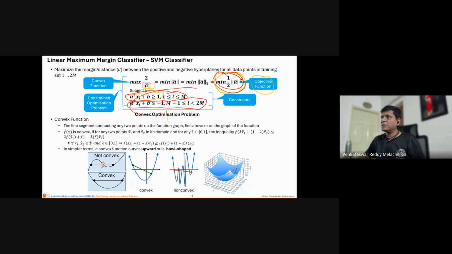These are constraints. These are called unequal constraints, because we don't have any equality here. One is greater than or equal to, the other is less than or equal to. Hence, it is called a constrained optimization problem. If there are no constraints, it's just a simple optimization problem. Probably it becomes easier to solve when there are no constraints.